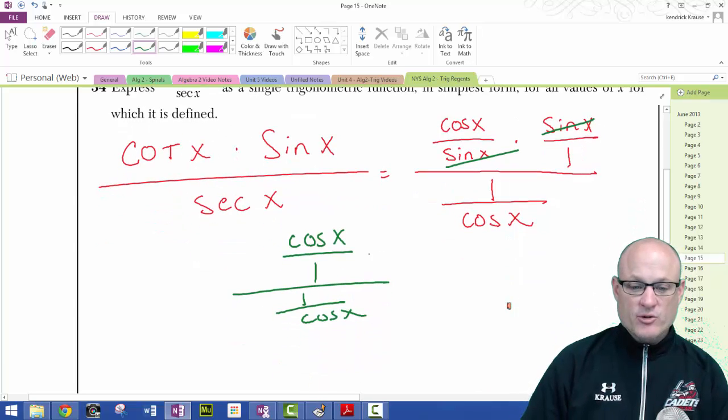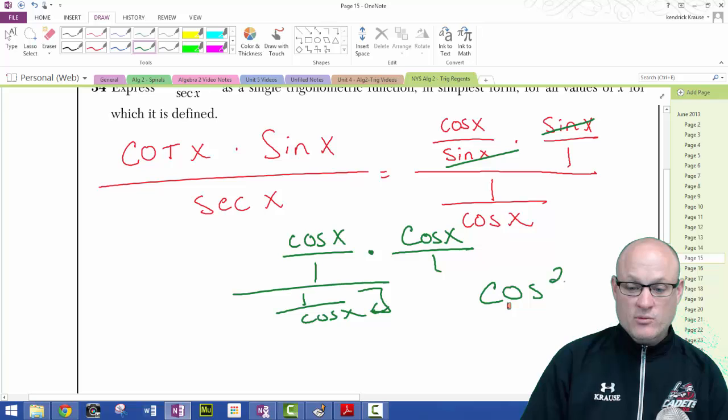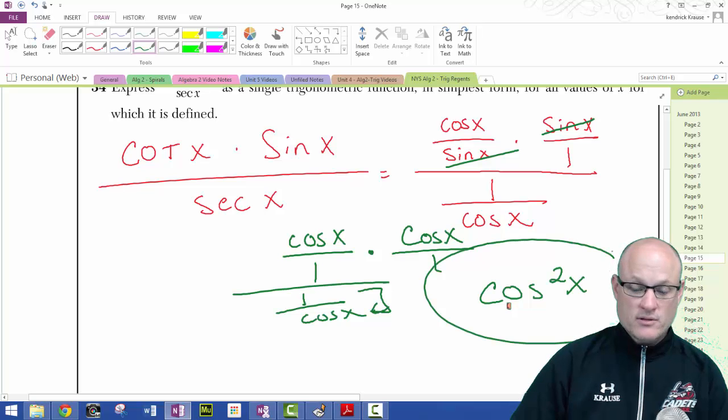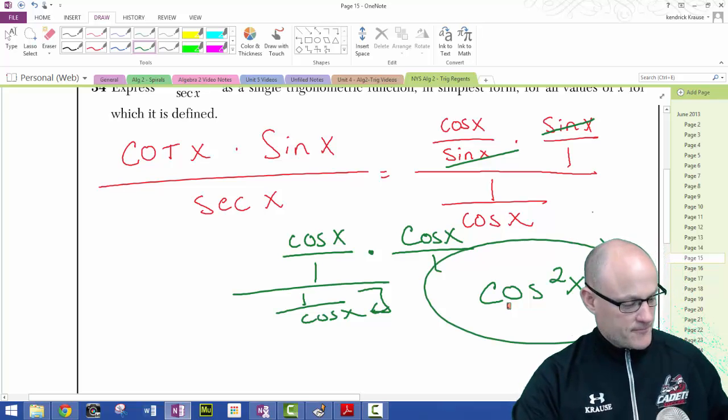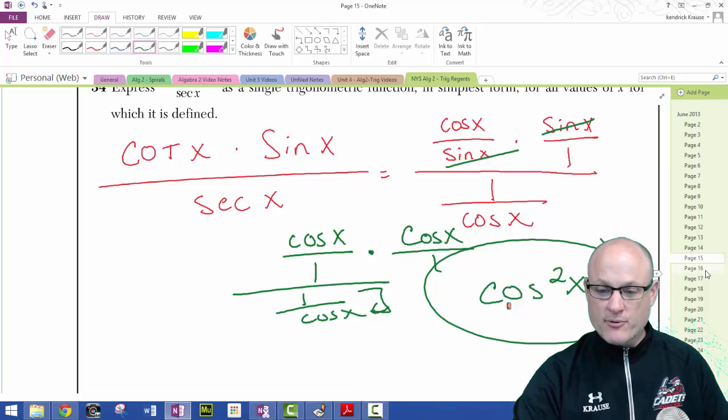But when you divide, you're really flipping and multiplying. So we're really going to take this, flip it, and multiply by cosine of x over 1. So I end up with cosine squared x. And we are done with that problem.